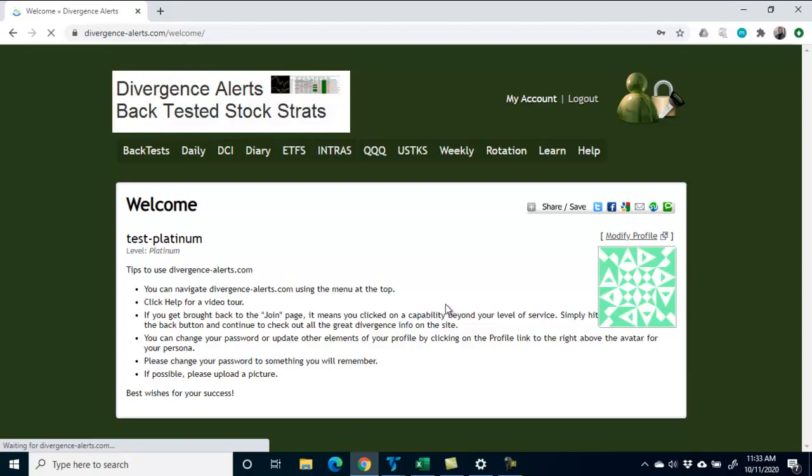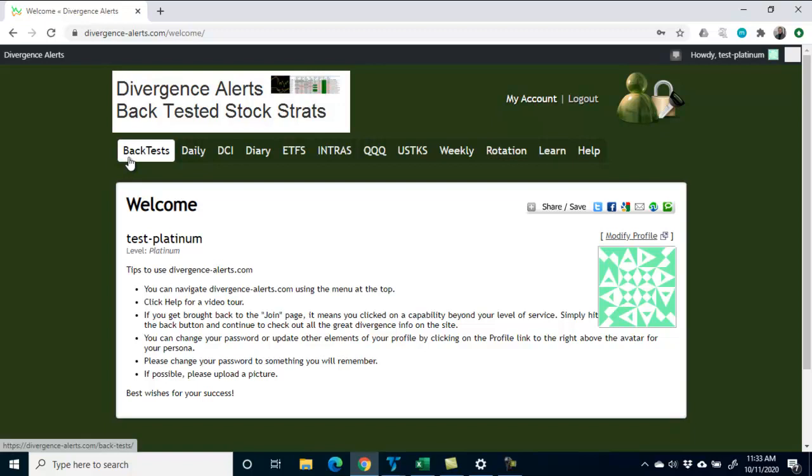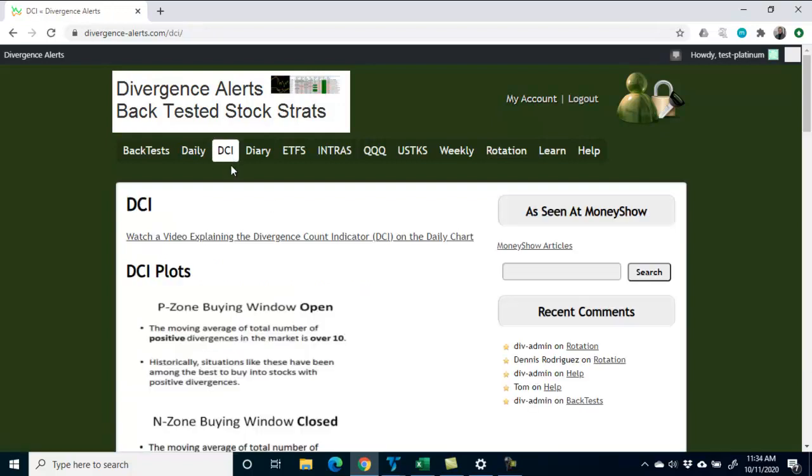Okay, having logged in, you can see the menu of the different selections across the top. One of those items that I would suggest as the first place to start is the divergence count indicator. It shows you whether the so-called buying window is open or closed, for the P zones and the N zones. The P zone is the number of positive divergences counted across all the stocks that I track in the stock market, which is about 3,300, and then doing a 20-day moving average.